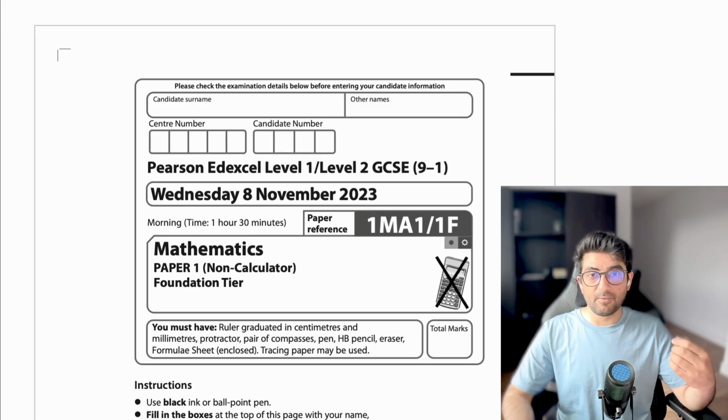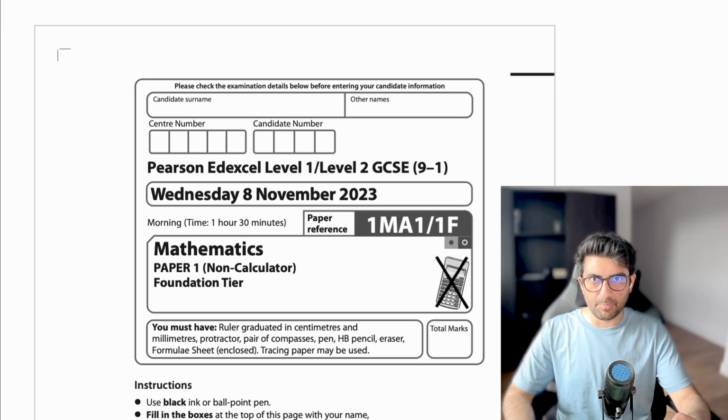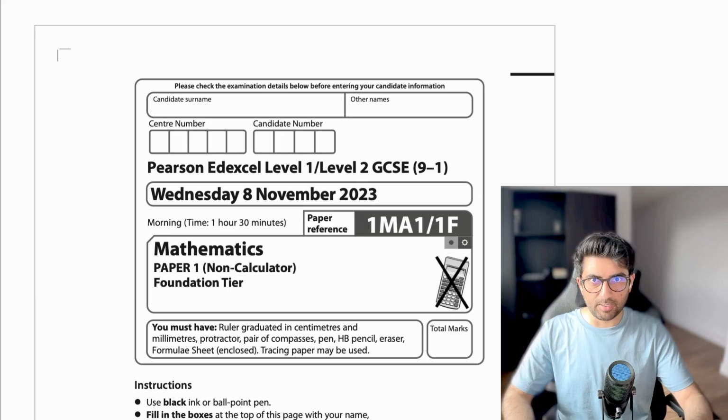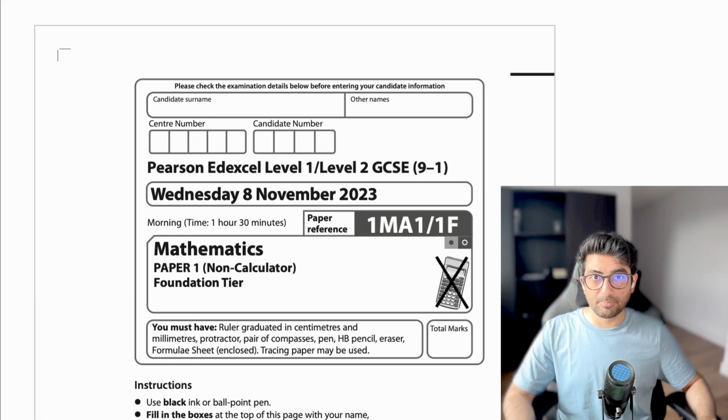This is a Foundation Tier, non-calculator, GCSE Maths paper from 2023. I've been a software engineer and a private tutor for over 15 years. Let's see if I can do it.